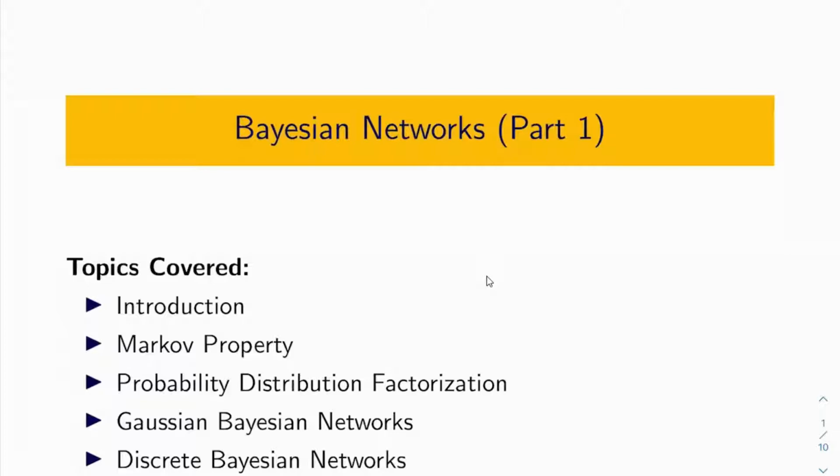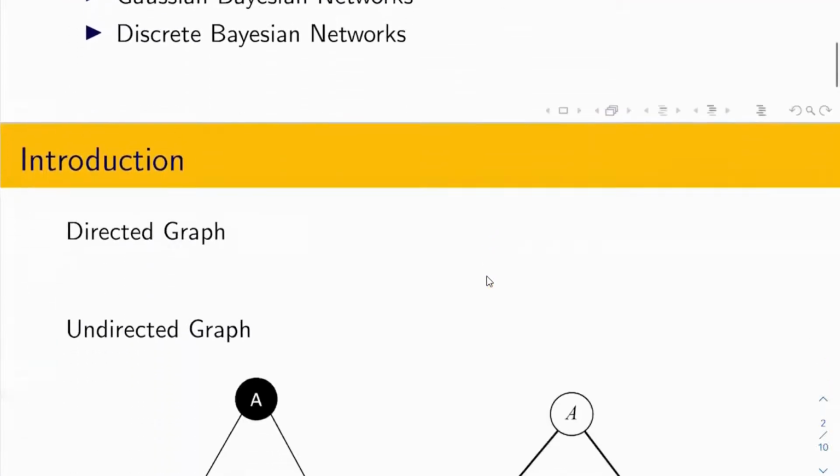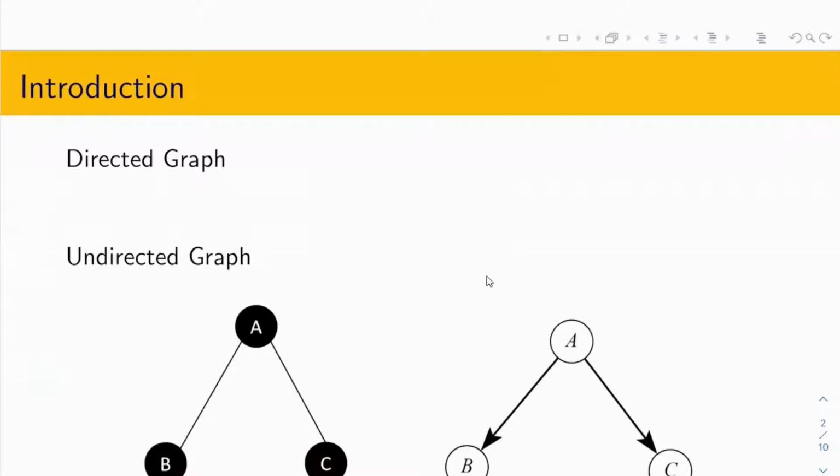I'm talking about Bayesian networks. These are the topics I cover here: introduction, Markov property, probability distribution, factorization, Gaussian Bayesian network, and discrete Bayesian network. This is a prerequisite to understand what the package is actually doing. So let's start. These are the topics that we're going to talk about. Now let's start with the introduction.